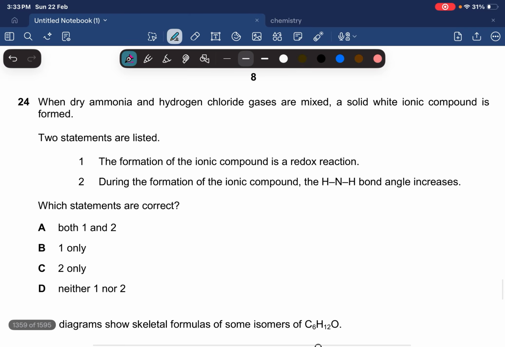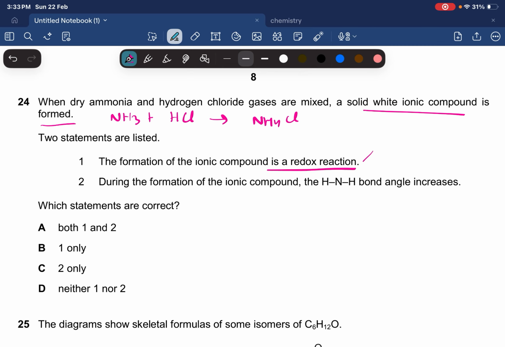When dry ammonia and hydrogen chloride gases are mixed, okay, so you have ammonia and then you have HCl, a solid white ionic compound is formed, ammonium chloride. Which statements are correct? The formation of the ionic compound is a redox reaction. It's not redox. Look at the oxidation number of all things. It's not going to be changed. During the formation of the ionic compound, the H-N-H bond angle increases.